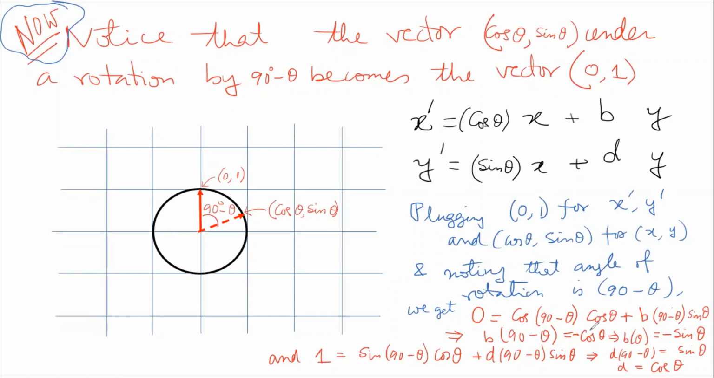Similarly, we plug in y prime equal to 1 and x equal to cos theta, y equal to sin theta, and you get a solution for d, which is d equal to cosine theta. Here we have used the fact that sin square theta plus cos square theta is equal to 1. Okay, I leave these detailed calculations to you. You can pause the video here and try to figure it out. Moving on.